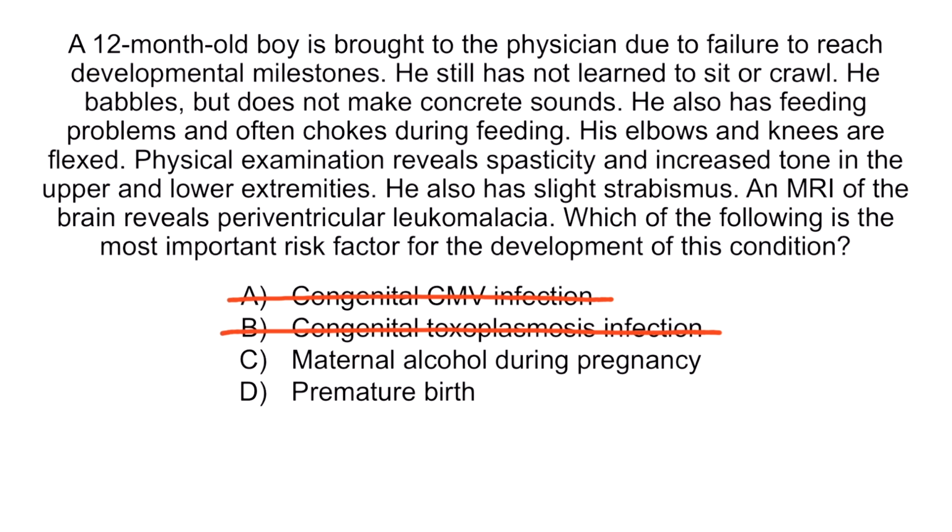And finally, option C is incorrect because although maternal alcohol during pregnancy increases the risk of CP, features of fetal alcohol syndrome such as small head, short nose, and thin upper lip are absent in this patient. This makes D, premature birth, the correct answer. On step 2, vague questions like this can show up where you may be given a list of risk factors and be expected to identify the single most important risk factor for a particular condition. And this concludes this section.